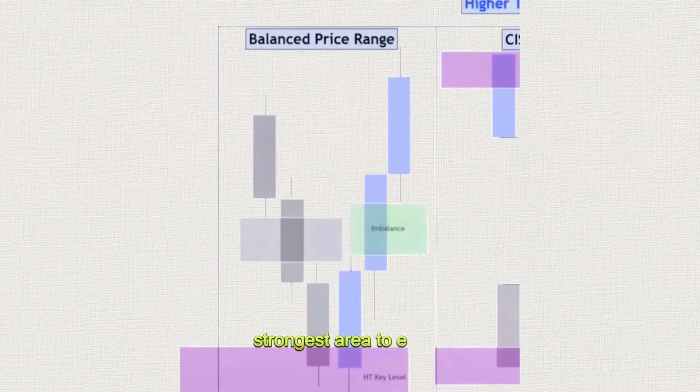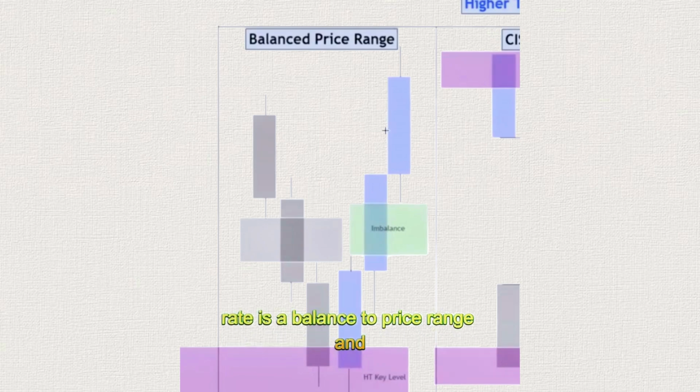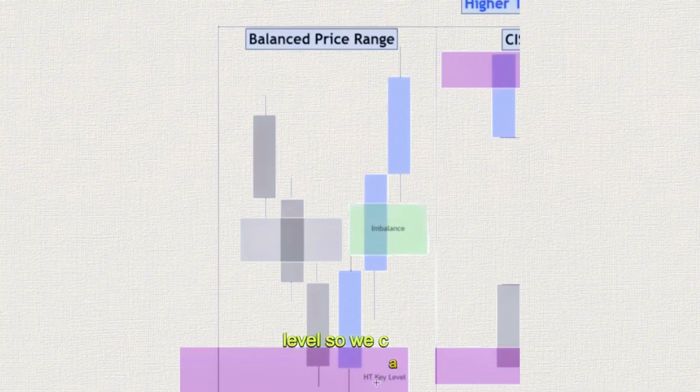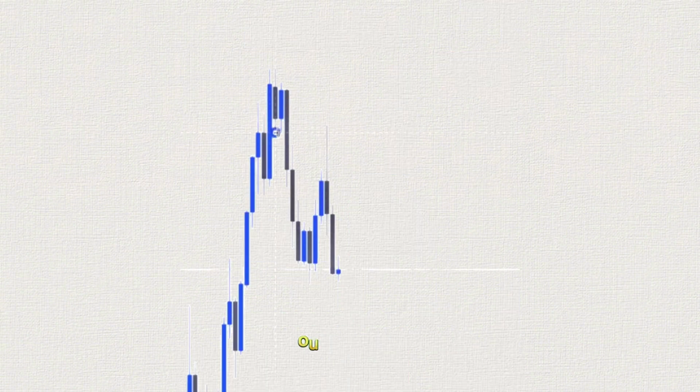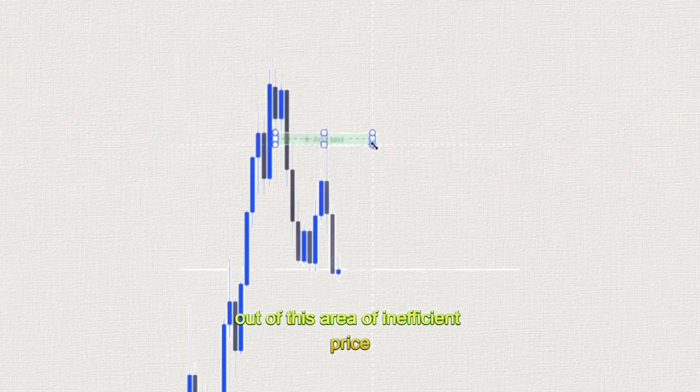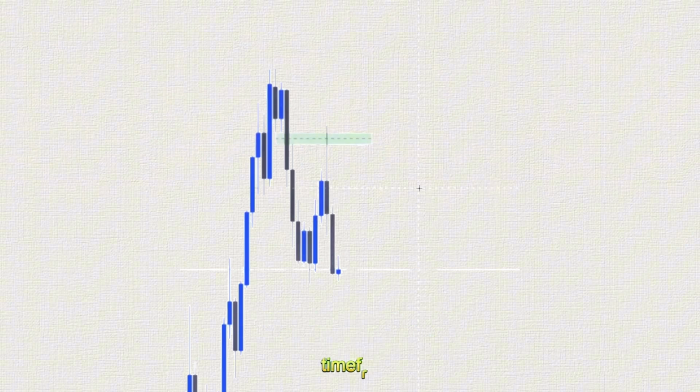But the strongest area to enter off of, in my opinion, which will give you a very high win rate, is a balanced price range. Essentially, it is one area of imbalance which is overlapping another area of imbalance from a higher time frame key level. So we can see that price is reacting out of this area of inefficient price action right here. That is your higher time frame key level.